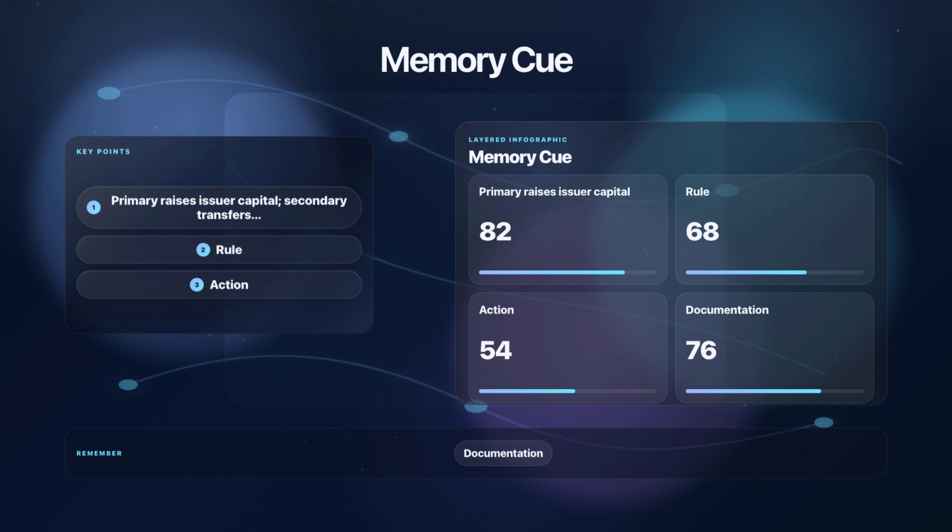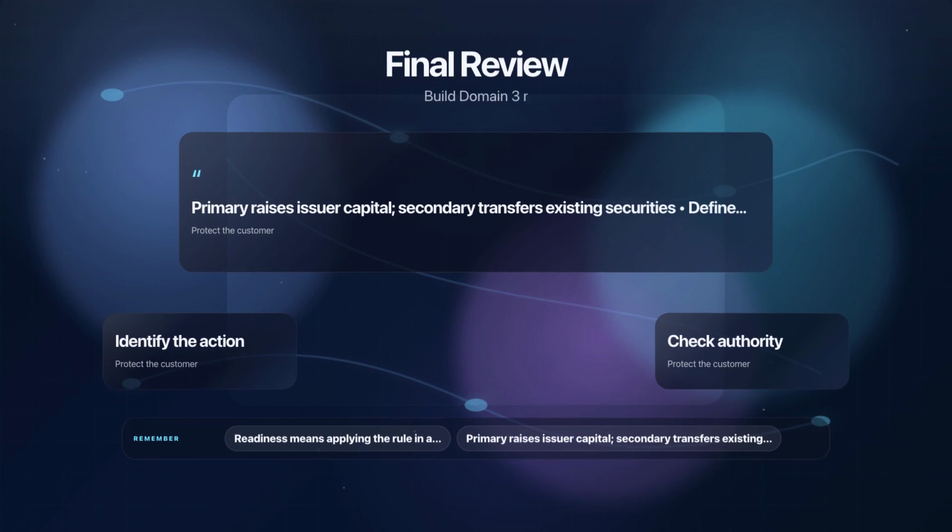Use this memory cue. Primary raises issuer capital. Secondary transfers existing securities. A cue is not a replacement for understanding, but it helps you recover the logic quickly. When the exam pressure rises, use the cue to identify the rule, the action, the customer impact, and the most compliant next step.